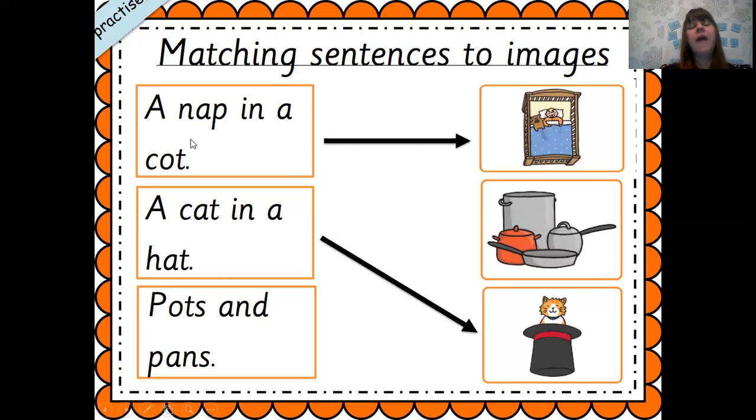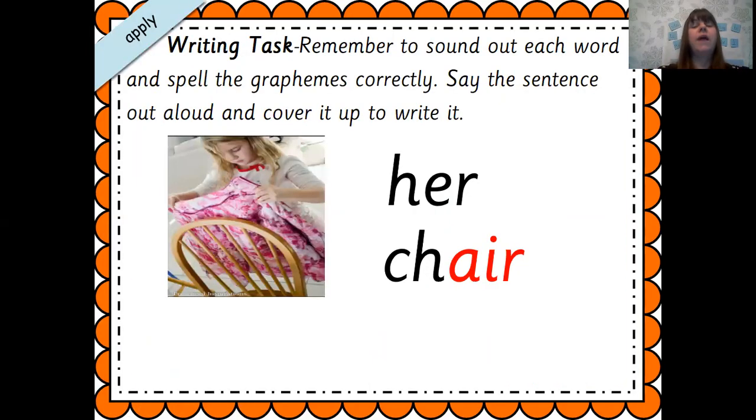Now here, children, sometimes when you see a repeated sentence like in a, don't sound it out again, try and remember the first sentence and think, oh, I already know that. Last one is pots and pans. That's how quickly we should be reading now. And remember what I say, if you don't need to sound out, don't sound out. Have we matched them all correctly? I think we have. Right, final task, our writing task.